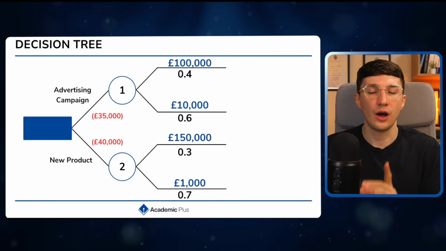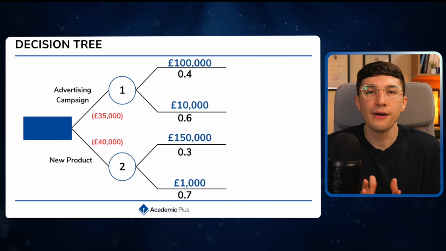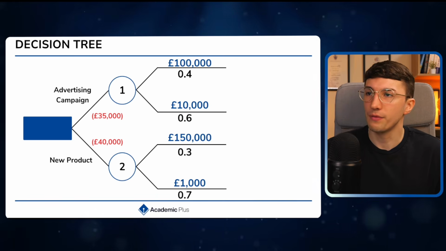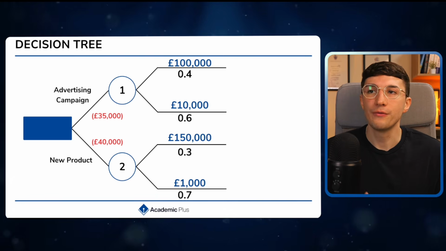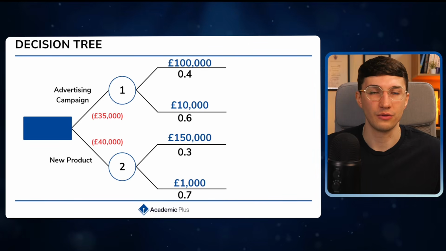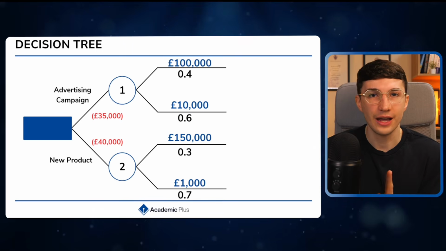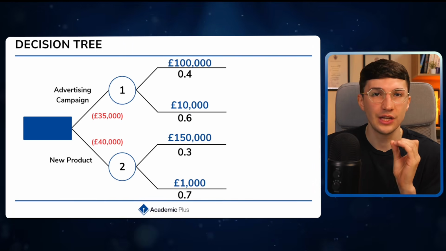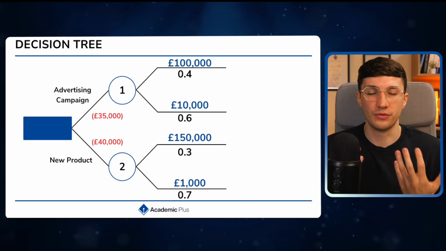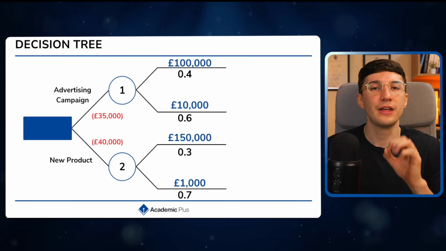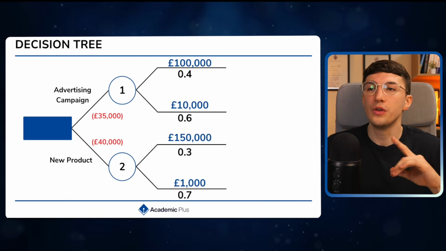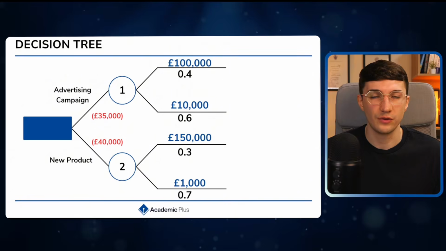Now, there's a couple of things that I want to draw your attention to. We have these 2 branches coming off each of the options. So for option 1 of that advertisement campaign, we have a 0.4 and £100,000 and 0.6 and £10,000. Well, essentially what that is telling me is that there is a 40% likelihood that the project does really well and we're going to make £100,000 from it. However, there's a 60% likelihood that we're not actually going to do that well and we're only going to have £10,000 from the advertisement campaign.